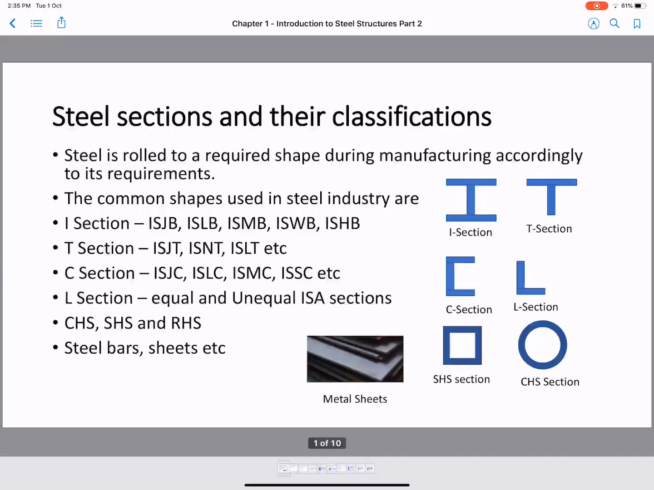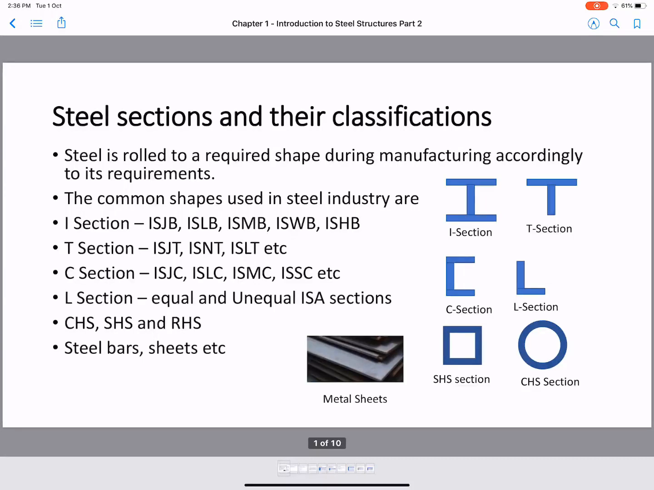In today's steel structural construction industry, different steel shapes are used. Each steel shape has its unique structural behavior and is used at appropriate locations in the structural model in order to achieve the strength. Steel is rolled to a required shape during manufacturing according to its requirements.